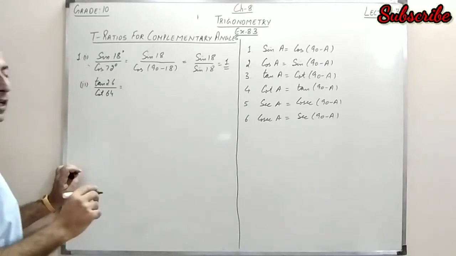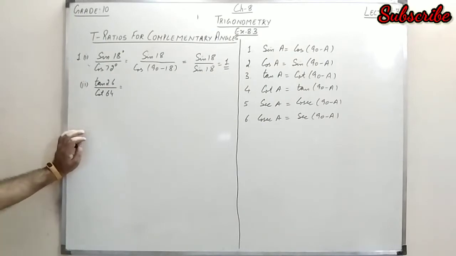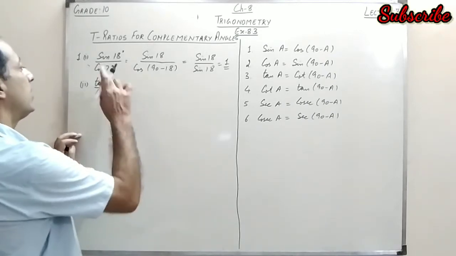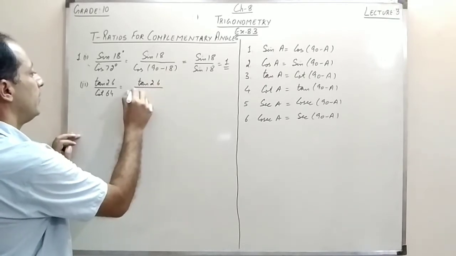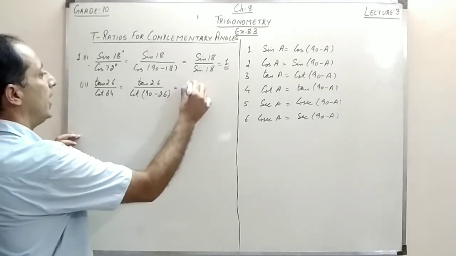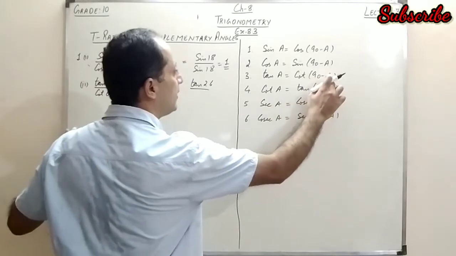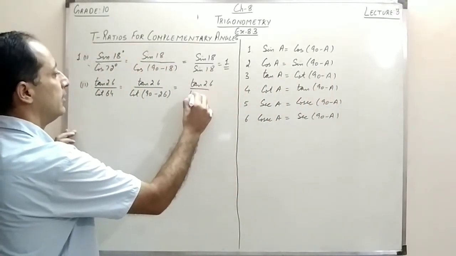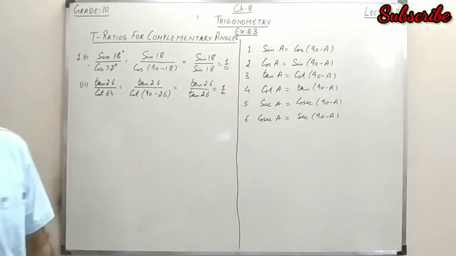Now, again, there is a relation between tan and cot, so I have to change only one. Before I change, I have to check if the two angles which are given are complementary or not. Yes, they are complementary. So what I do, I change one of them. I write the denominator as cot of 90 minus 26. Now I know that cot 90 minus A is tan A, so that is tan of 26 and I get the value as 1. Right?